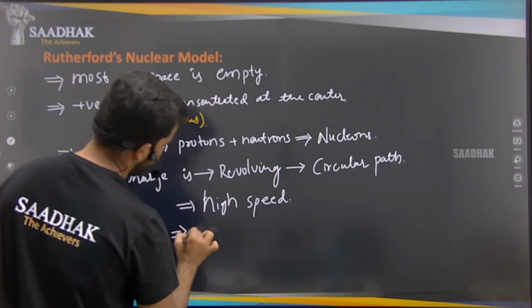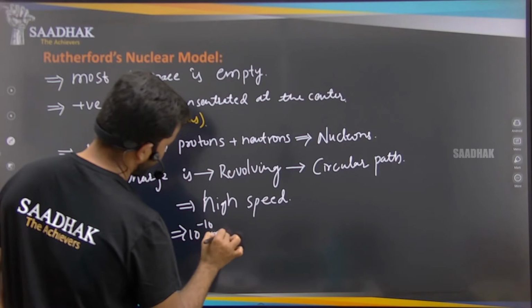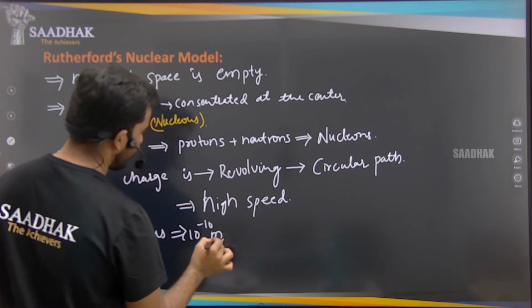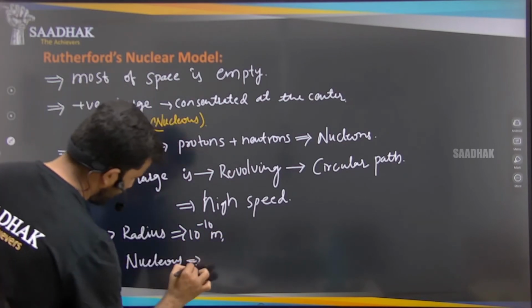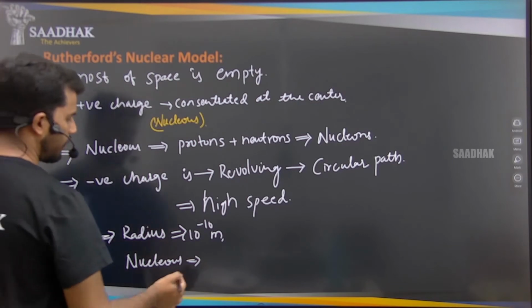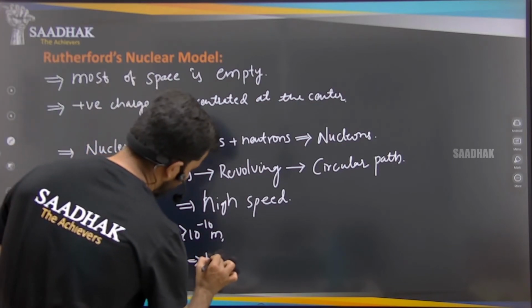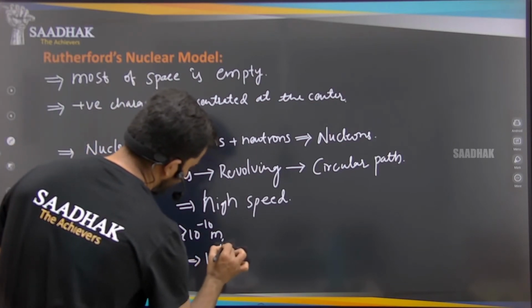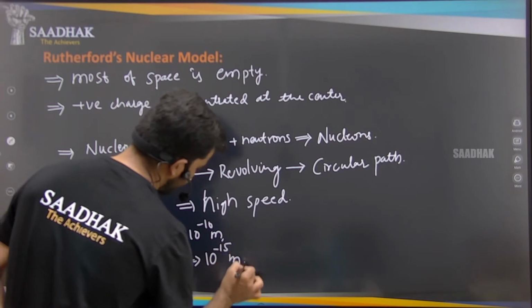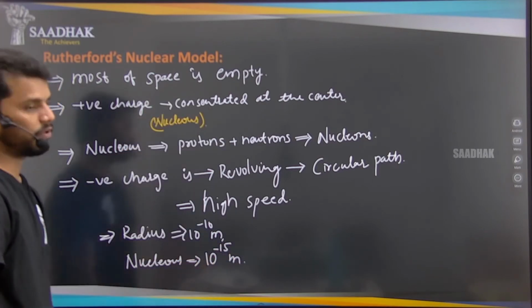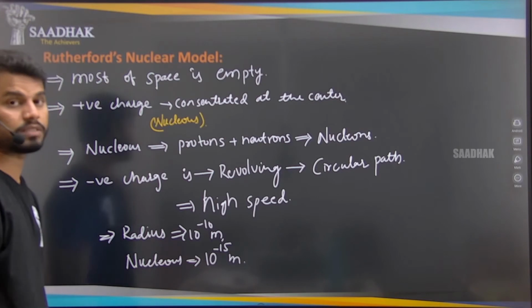And he said that the radius of the atom is 10 to the power of minus 10 meters, right? The nucleus is very small, much smaller than the atom, that is 10 to the power of minus 15 meters. So the nucleus is very small compared to the atom.